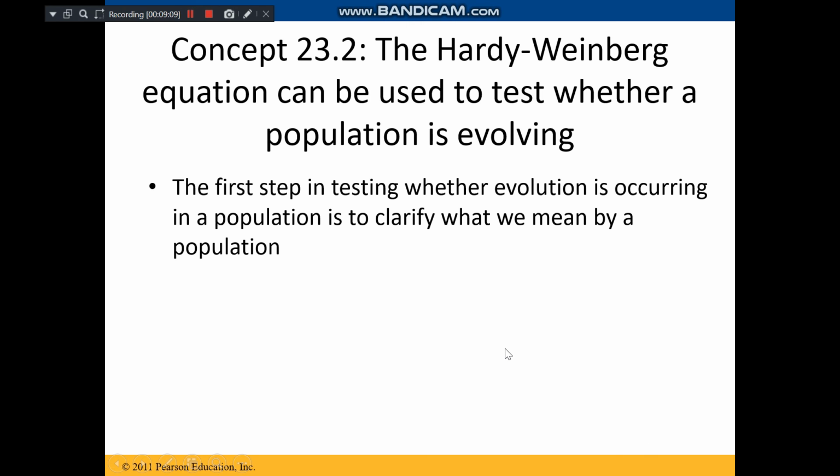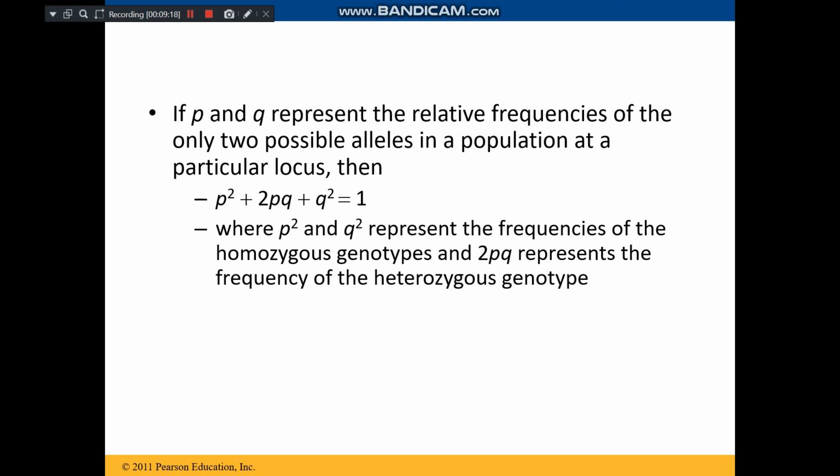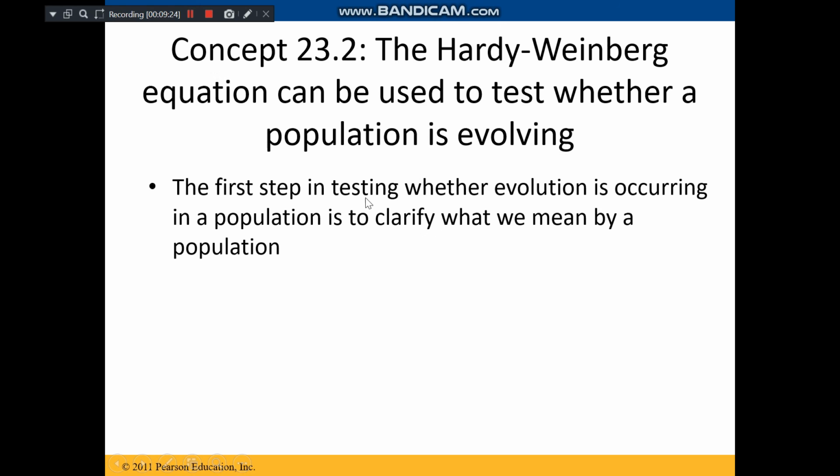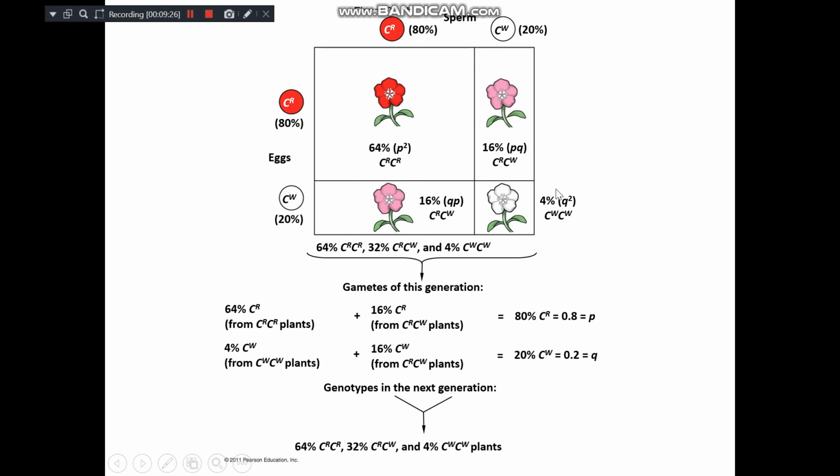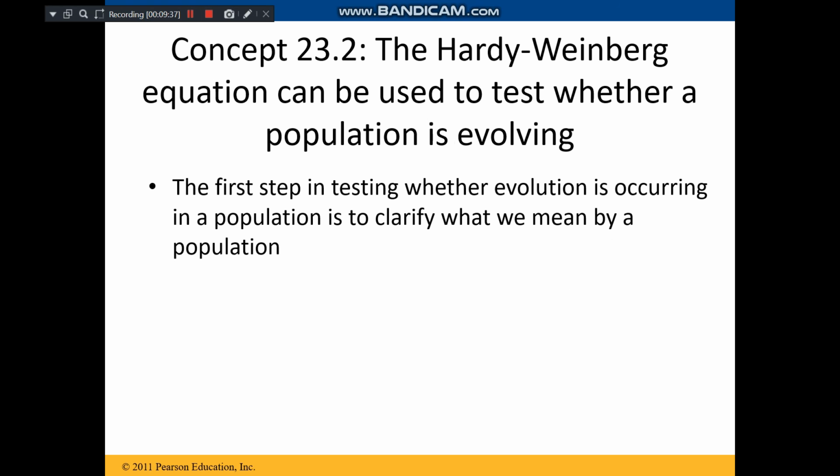Now, whether we will be able to test the Hardy-Weinberg equation. In the earlier example, the population is not evolving because p square plus 2pq plus q square equals 1. There is no net change. In the first generation also there were 80% CR genes and 20% CW, and that has continued from generation to generation. It is not going to change.